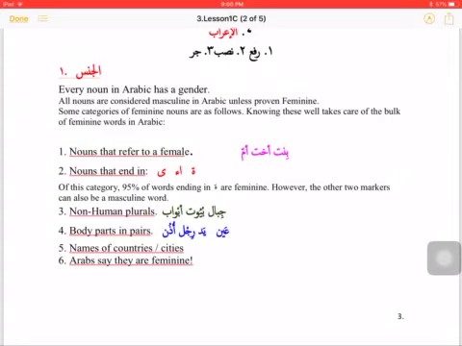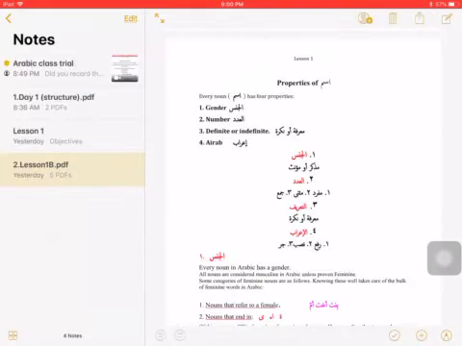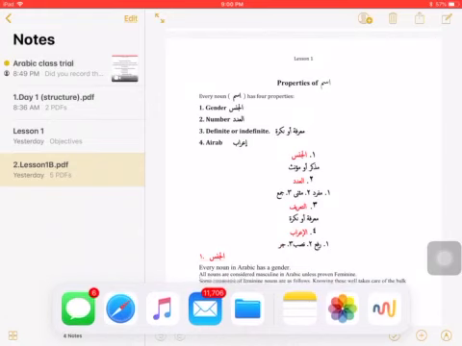We studied only the first property, the jins. The Arabic word is either mudhakkar or mu'annath. Some of the clues that help us: if the word is talking about a female, a person with a female gender, that word is a mu'annath word. Words that end in ta marbuta mostly are mu'annath. Words that end in alif mamduda and alif maqsura sometimes are mu'annath. The plurals of non-humans are mu'annath. Body parts that occur in pairs are mu'annath. Names of countries and cities are often mu'annath, and then there is a list of words that are just mu'annath because the Arabs said so.